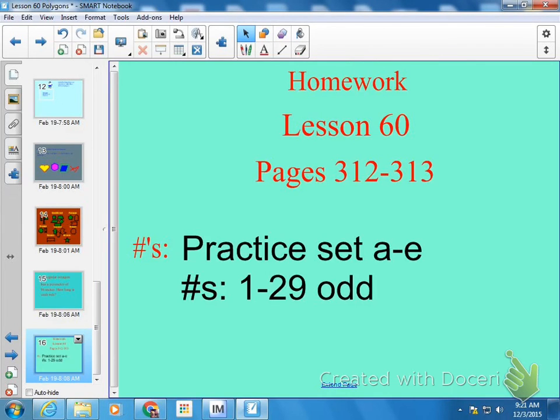Okay, here's your homework for today. Write this down. Your homework is lesson 60, pages 312 to 313. You're going to do practice set A through E, and the practice set is on that page 312. It's at the very top, and you're going to do letters A through E, and then you are going to do 1 through 29 odd.